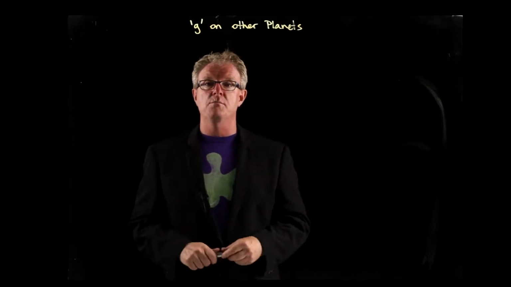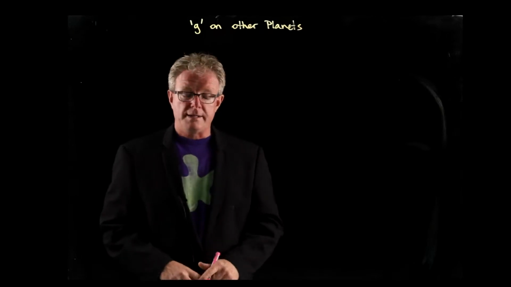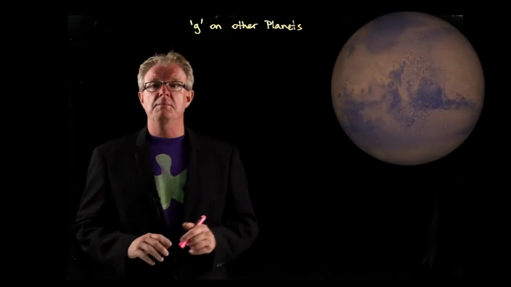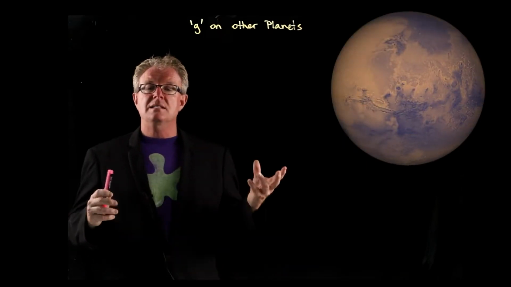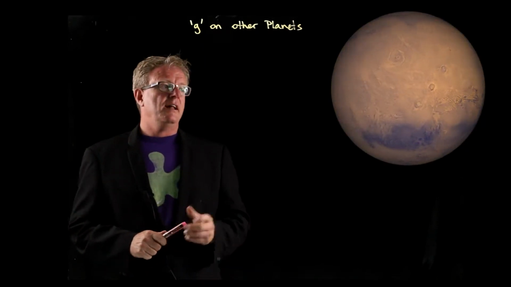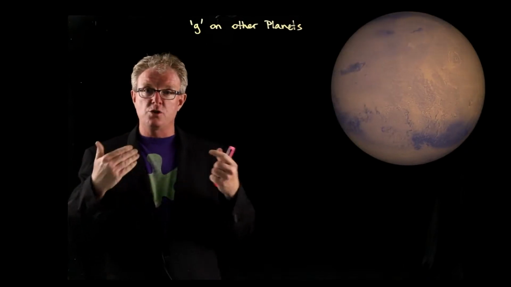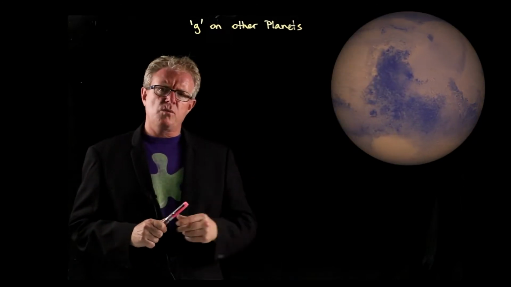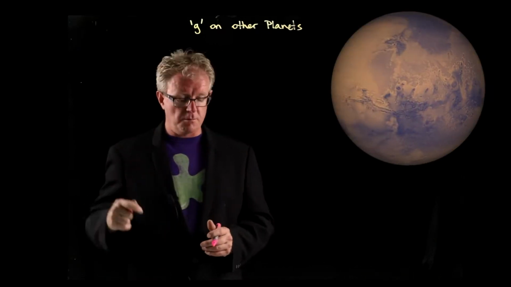We know what g is for Earth, and we did calculate it for our natural satellite, the Moon. But what about other planets? Well, here you can see Mars. Mars is the red planet, a very famous planet, and one that we're going to be looking at going to in the not too distant future with the Mars One mission. So let's calculate what it would be on Mars. What would the acceleration due to gravity, or the gravitational field strength, be on Mars?